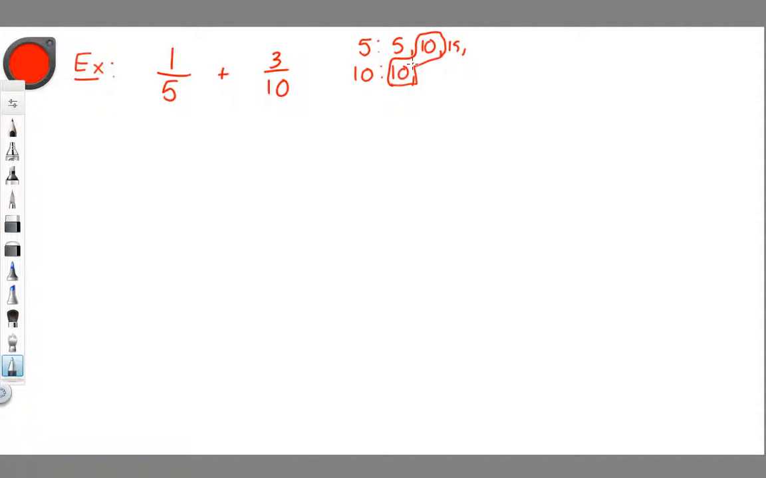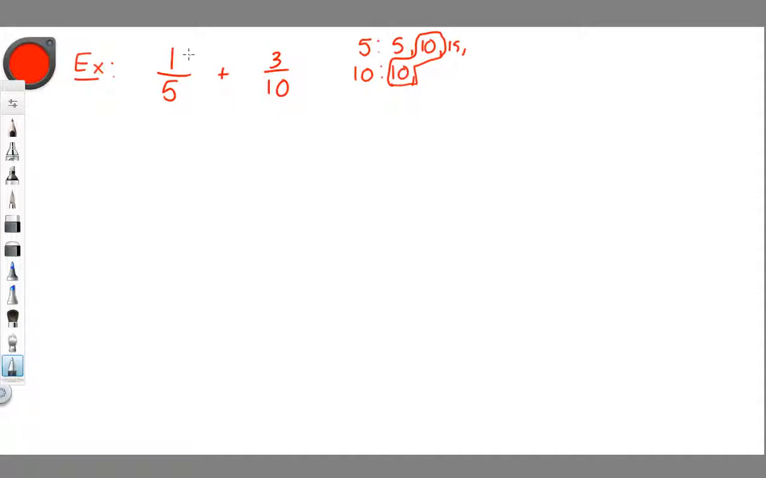So what I had to ask myself then is, how can I get 10 in the bottom of both of these fractions? Well, I've already got 10 in this one. Now what do I have to do to this fraction to get 10 in the bottom? If I look at this guy, it's the second number in my list. So therefore, I can multiply the top and bottom by 2.